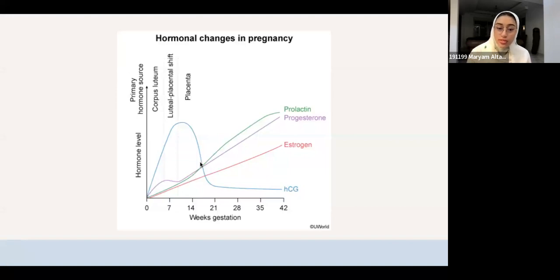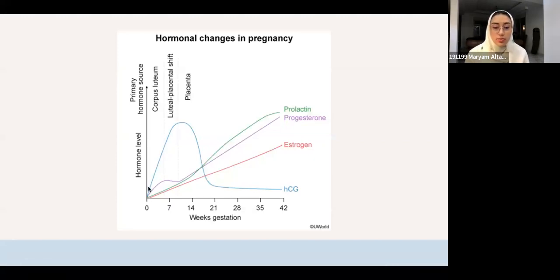You have other hormones that are important as well, such as prolactin. And prolactin is important to develop the breast tissue so that after the baby is delivered, once oxytocin is released, you can have letdown of milk. And so these are just key hormones.